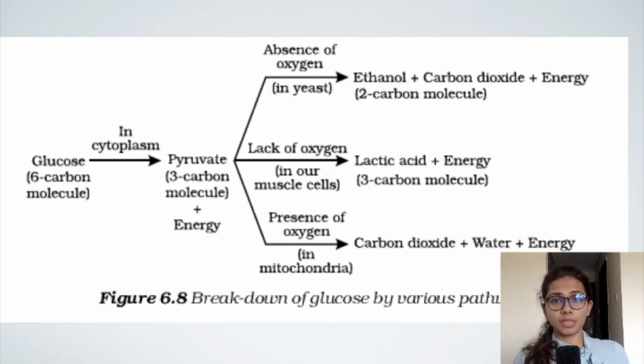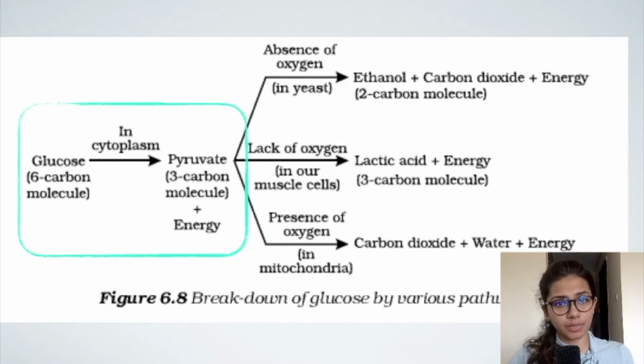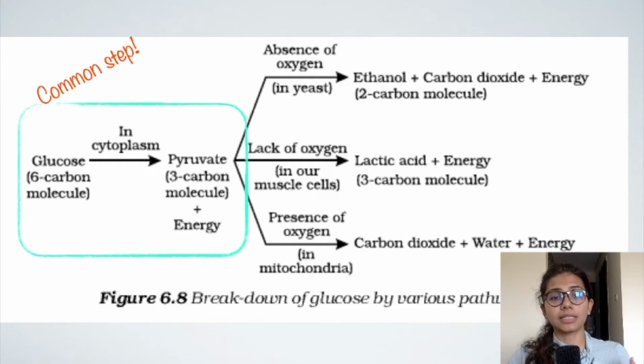But organisms need more energy. So what happens? This pyruvate is again broken down. We can see that in all the cases, the common step is that glucose is converted into pyruvate in the cytoplasm. So this is the common step in all types of respiration. How does respiration differ in different organisms? In the next step, that is in the breakdown of pyruvate to release energy.